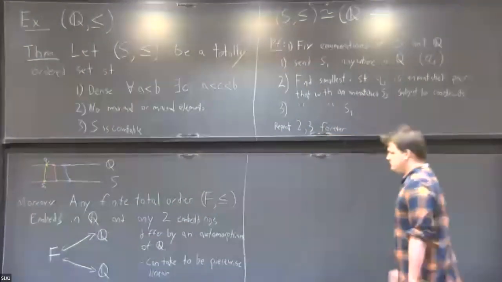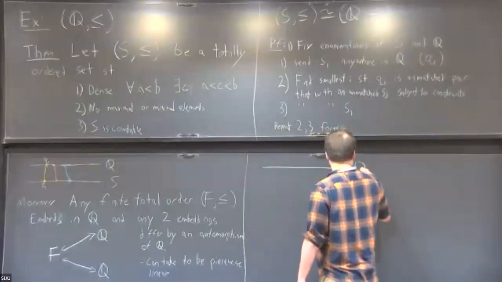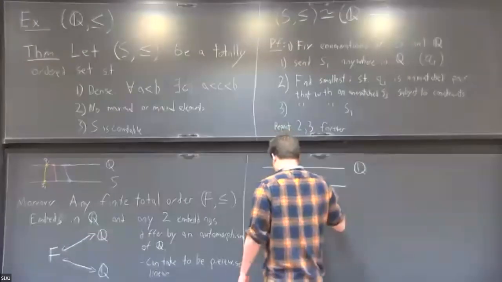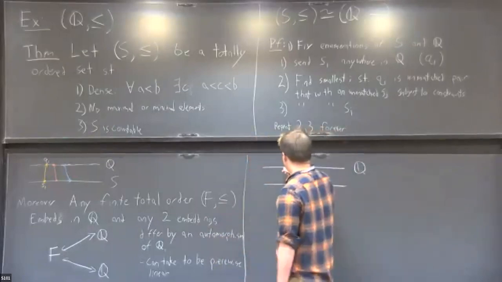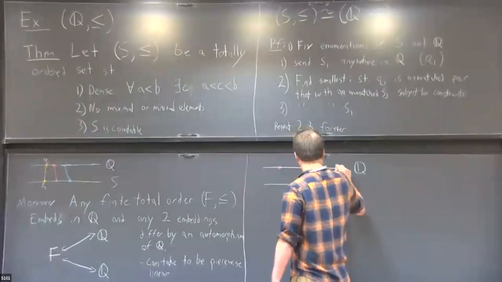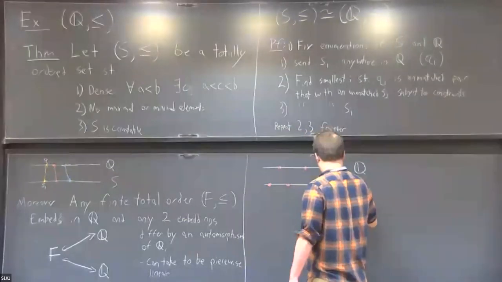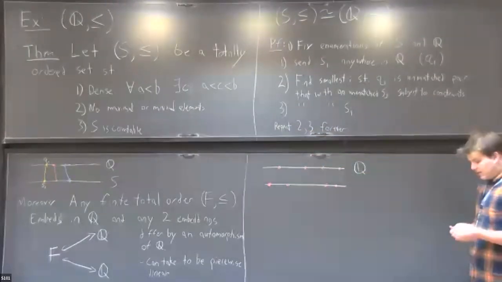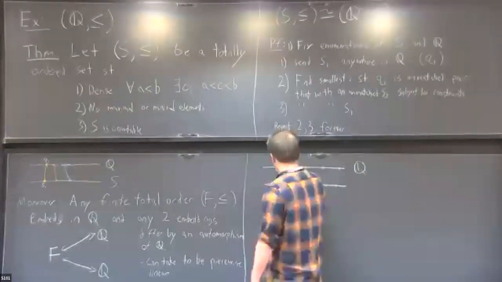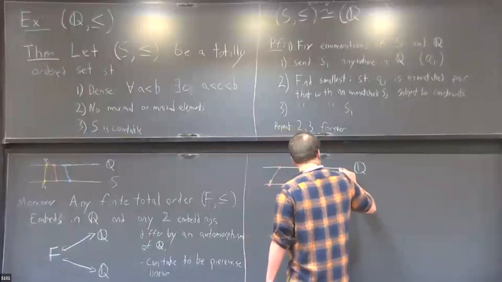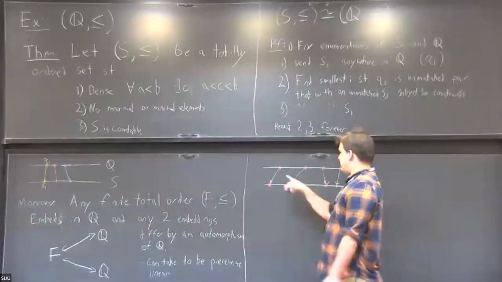Let me draw up what this means. I'll draw two copies of Q. If I have a finite total order embedded inside Q, that's just some number of points sitting inside the rational numbers. And maybe I have two different embeddings, but the point is I can actually map Q onto itself in a way that will send each red point to the corresponding red point, and then I can fill in the rest of it.